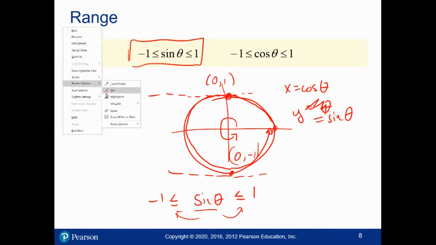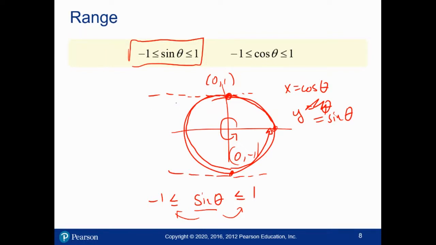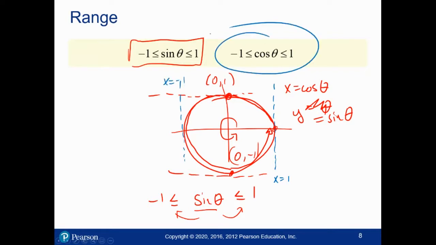Okay, so I'll switch colors quickly. If I draw the x-coordinate, the biggest the x-coordinate can be is here, and that's at x equals 1, and the smallest the x-coordinate can be is here, and that's at x equals minus 1. So the cosine, or the x-coordinate, also just goes between plus or minus 1, but never outside that. So sine and cosine are trapped in between 1 and negative 1.